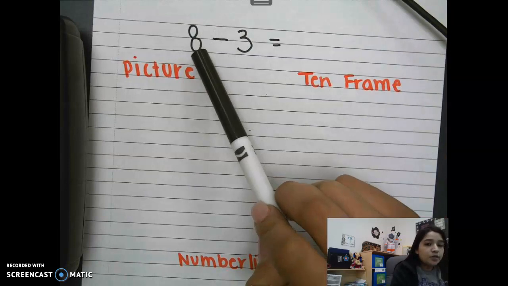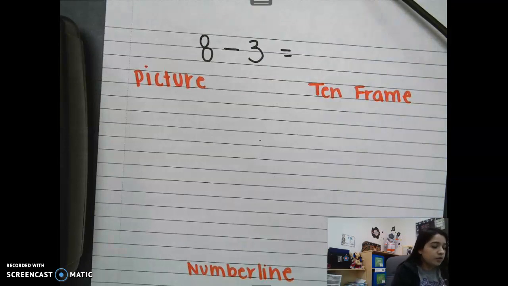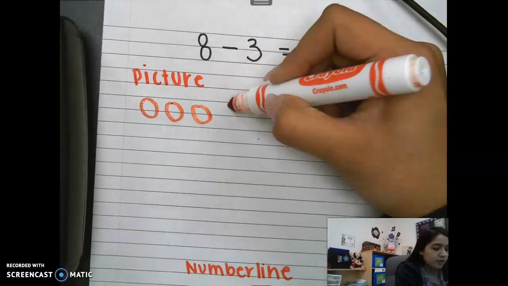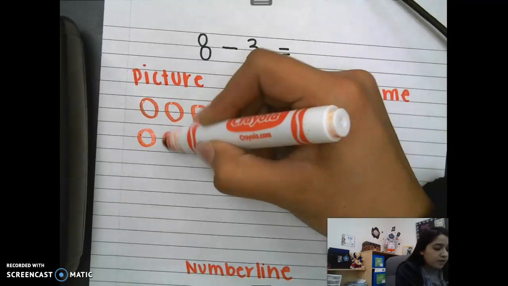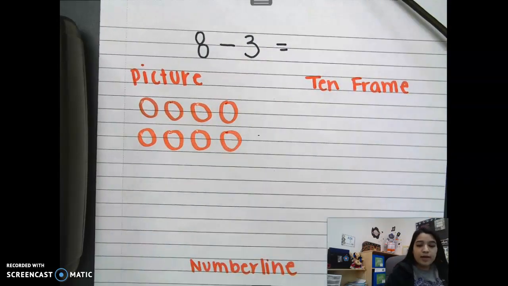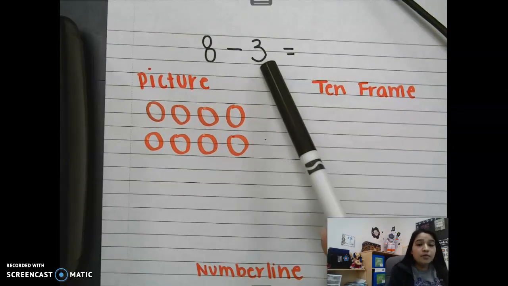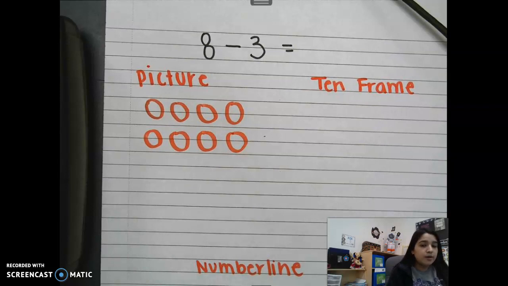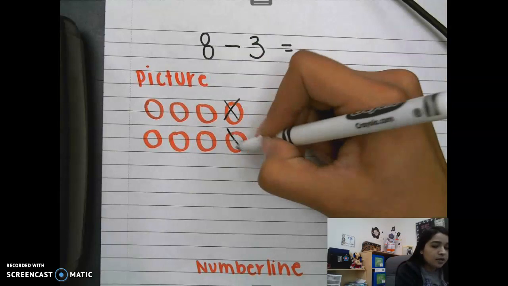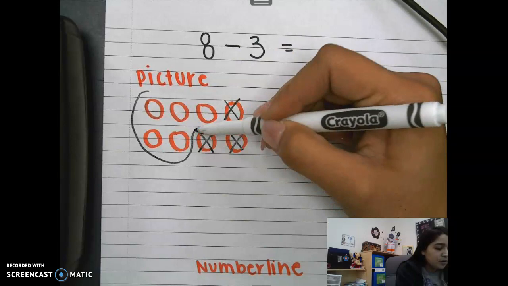So how many do we start off with? What's the first number? 8. Perfect. So we're going to draw 8 circles. Let's draw 8 circles. 1, 2, 3, 4, 5, 6, 7, 8. Okay, and since we are subtracting, we are separating. How many are we separating? What's the second number? 3. So we're going to cross out 3. 1, 2, 3. And then I'm going to circle the ones we have left.